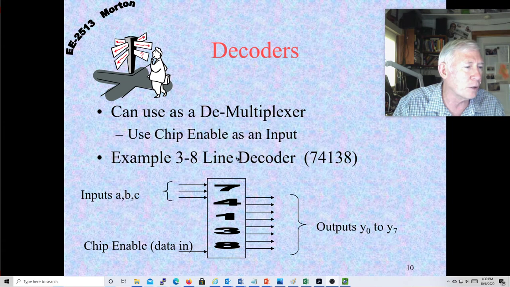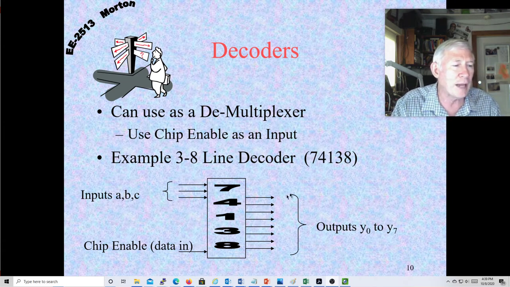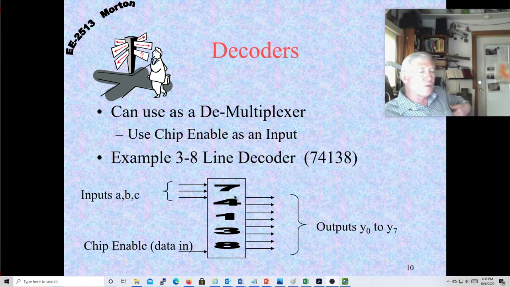How can we implement any arbitrary expression with this decoder? It's easy. We just have to add an external OR gate, and we pick whatever min terms we need in our solution. All we have to do is look at our truth table, see what rows where f is a 1, and then we take those outputs and put them into an OR gate, and that OR gate then drives our final output.